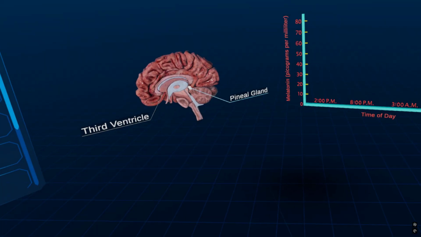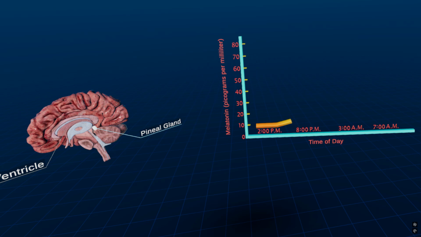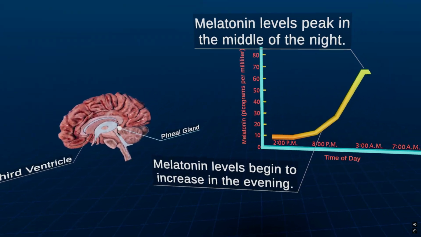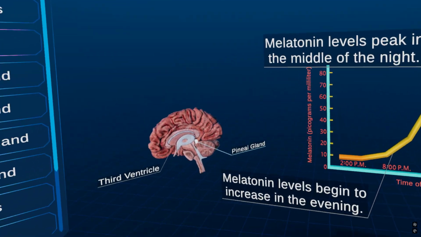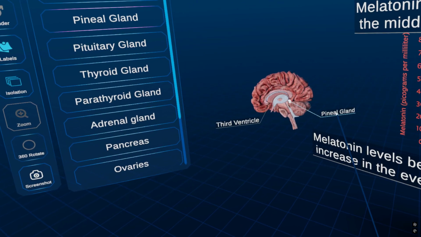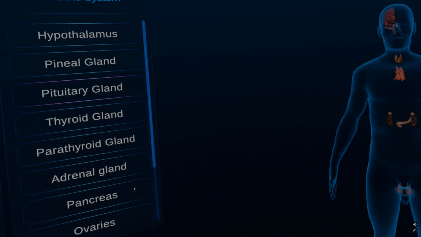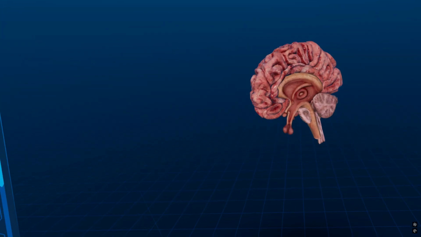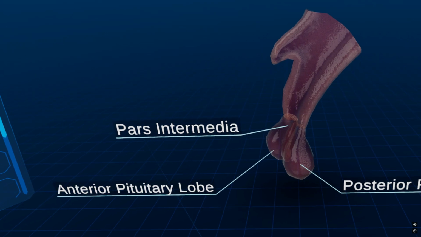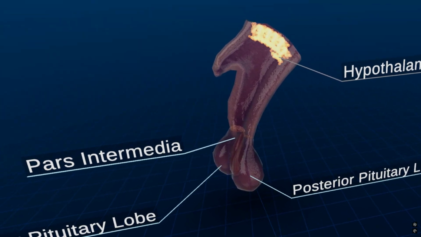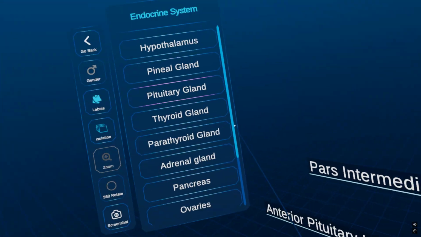Melatonin is a hormone primarily produced by the pineal gland in the brain. It plays a crucial role in regulating the sleep-wake cycle, also known as the circadian rhythm. Melatonin levels increase in the evening, promoting sleep. Pituitary gland, the posterior pituitary lobe.